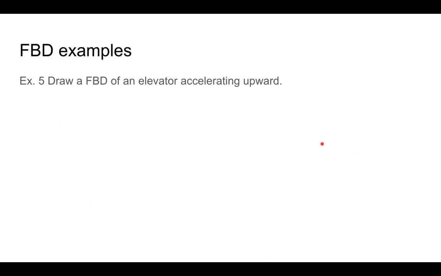Let's do some more examples with balanced and unbalanced forces and free body diagrams. So example number 5, we want to draw a free body diagram of an elevator accelerating upward. Now remember, we have an acceleration when we have an unbalanced force in that direction. So this means that our net unbalanced force has to be directed upward. So here's my elevator. Again, I know that this elevator is on the earth, so we are going to draw our force of gravity first. So an arrow downward, we have our force of gravity.